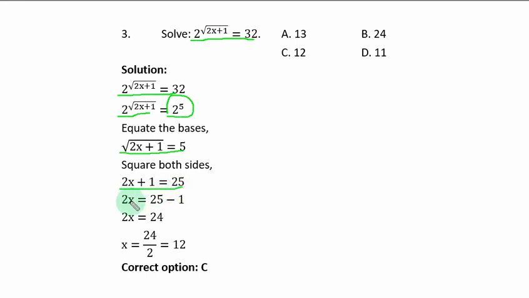Collect like terms. 2s is equal to 25 minus 1. 2s is equal to 24. Divide through by 2 to get s. So s is equal to 24 over 2, and that is 12. C is the correct option.